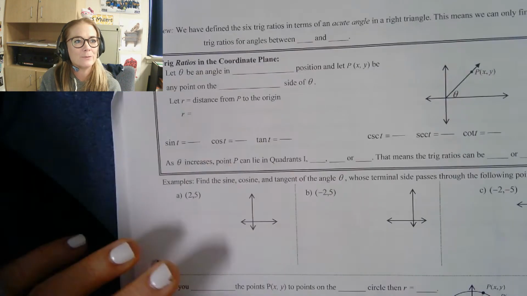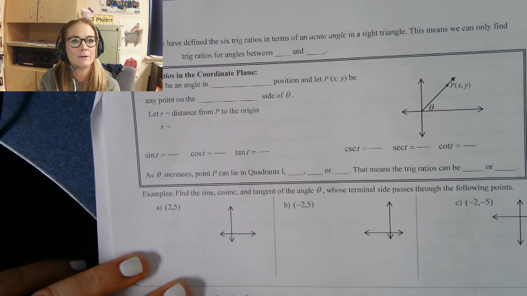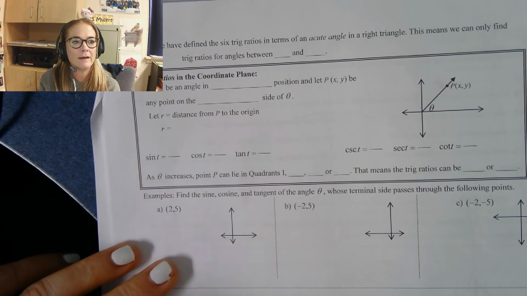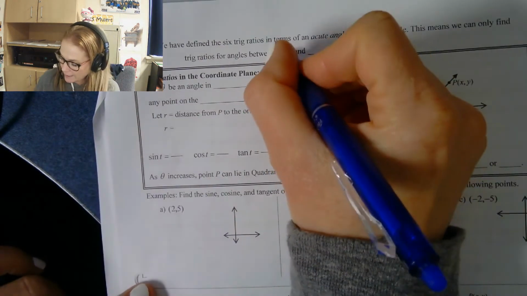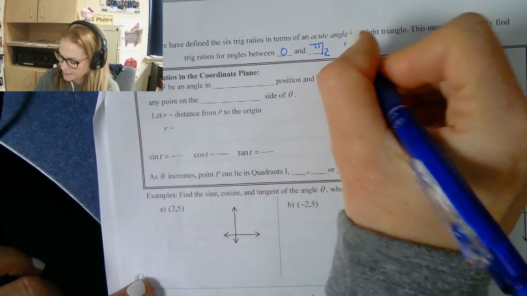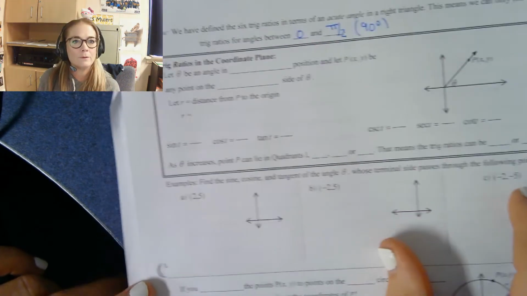Okay, next page. We have defined the 6 trig ratios in terms of an acute angle in a right triangle. This means we can only find trig ratios for angles between 0 and pi over 2, which is 90. See, we're talking in radians now. Okay, so we got to extend this.